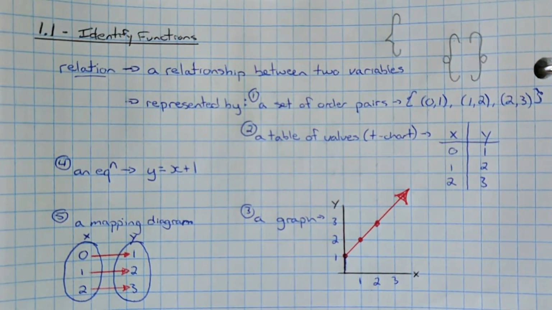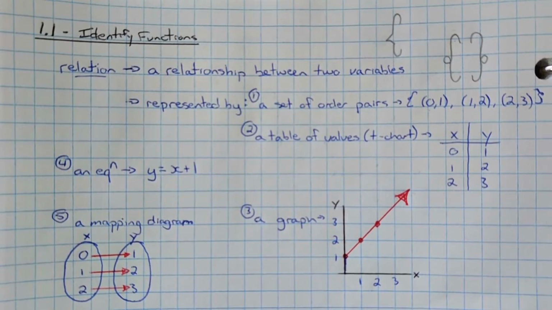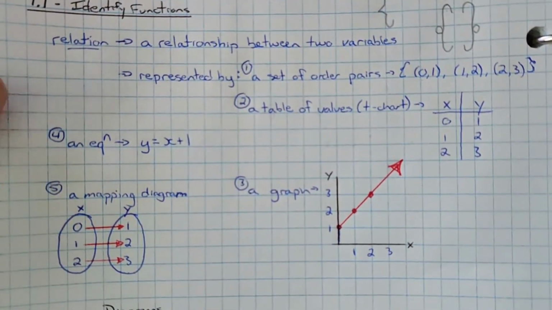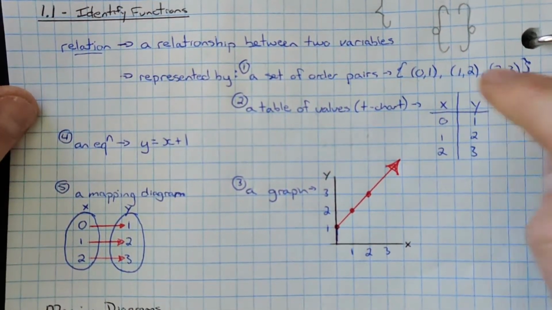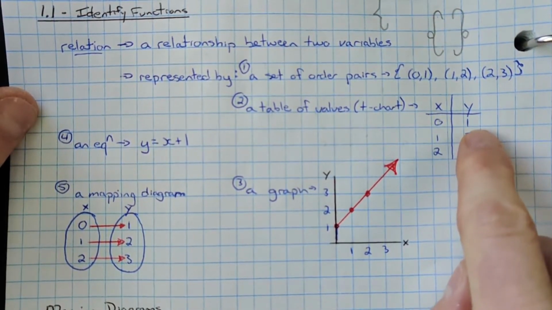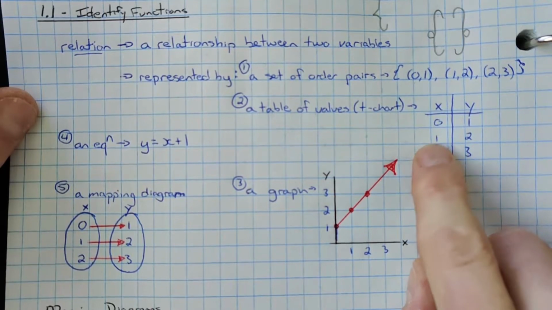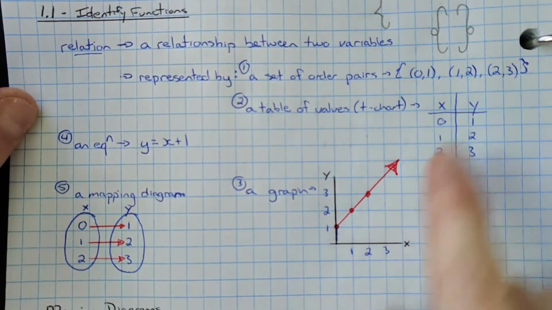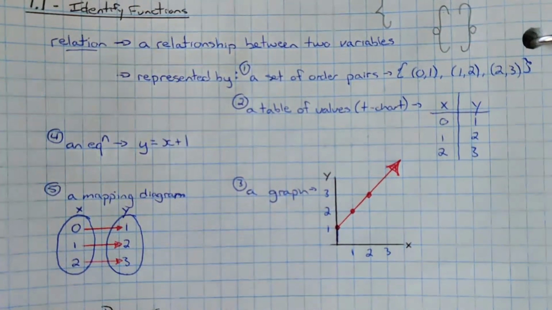Okay? So we can represent a relationship between two variables, generally x and y, by a set of ordered pairs. We could also use a table of values, or we often call it a t-chart, because it kind of looks like a t. So we have the same values here. When x is 0, y is 1. When x is 1, y is 2, so on and so forth. So that's another way of doing it.